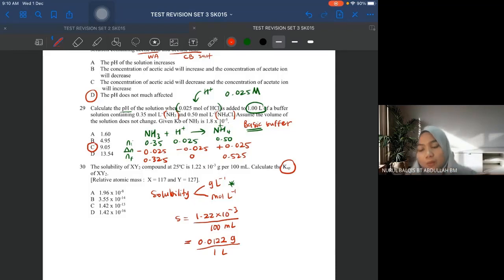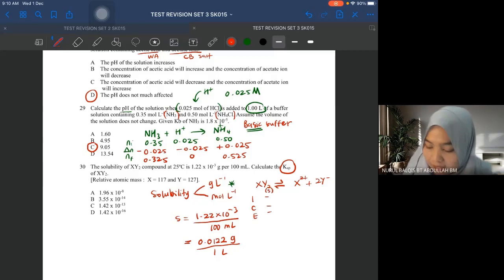So for your chemical equation, we have XY2. So XY2 comes from, because we know the Y2, so X2 plus, and then we have 2Y minus. So X2 plus and 2Y minus, do as usual: initial, change and also equilibrium. This one has no value because they are in solid state. This one only has values, aqueous and also aqueous. So the same, 0, 0. For change we have S. This one we have 2S. So S, 2S. Okay, but now we haven't finished yet.